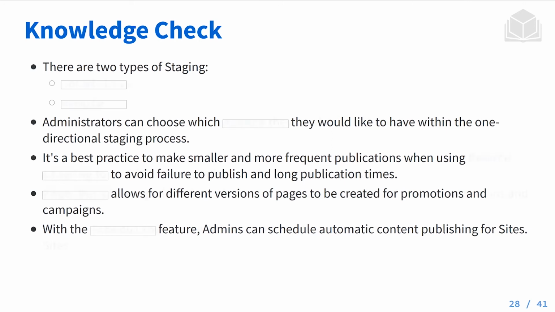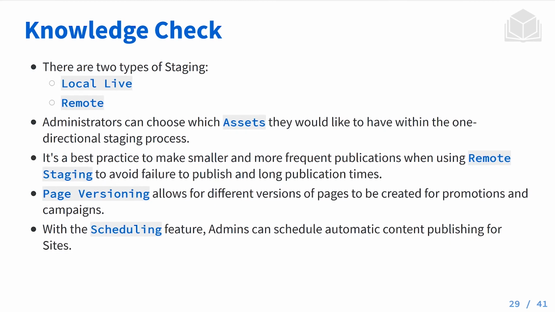So there are two types of staging. We have local live and remote. Administrators can choose which assets they would like to have within the one-directional staging process. It's best practice to make smaller and more frequent publications when using remote staging to avoid failure to publish and long publication times. Page versioning allows for different versions of pages to be created for promotions and campaigns. With the scheduling feature, admins can schedule automatic content publishing for sites.